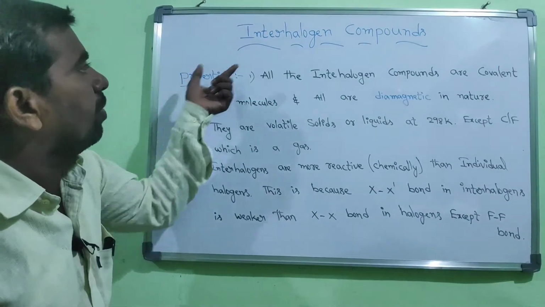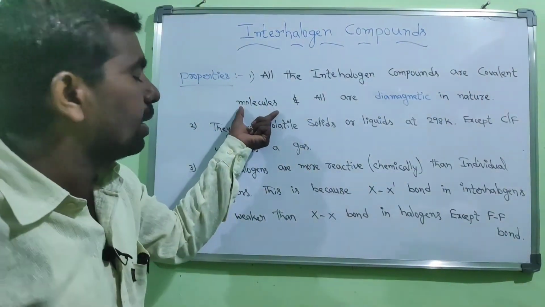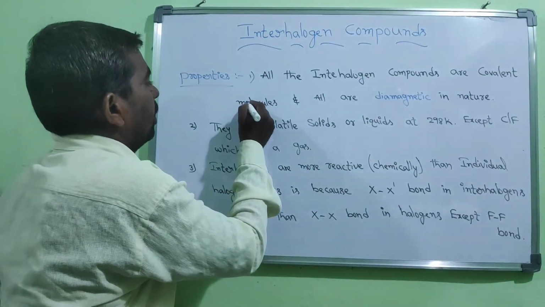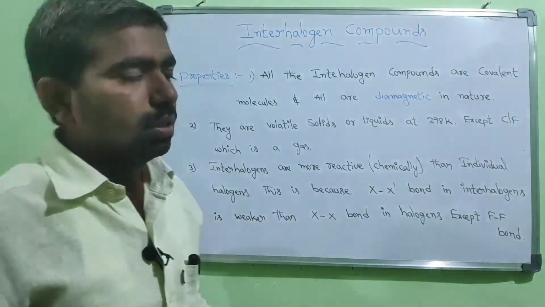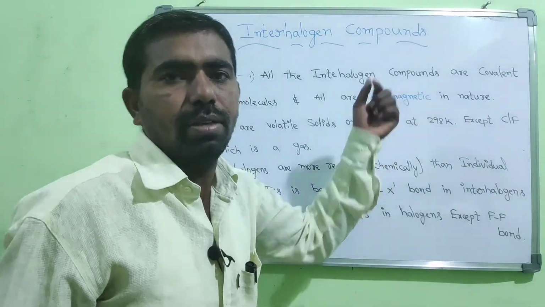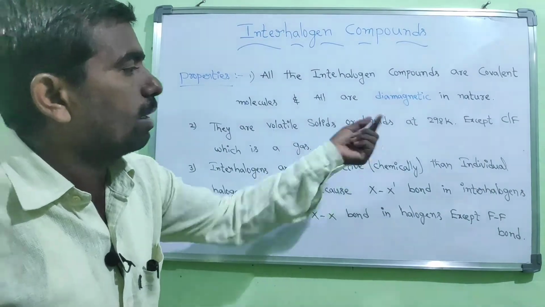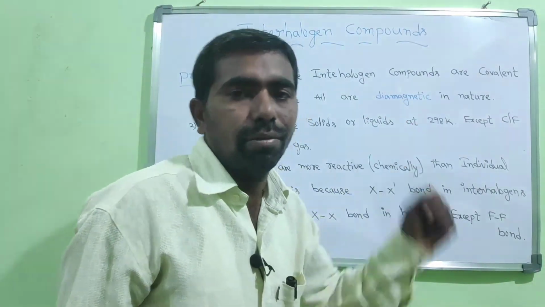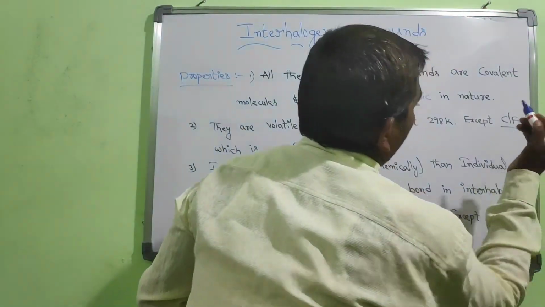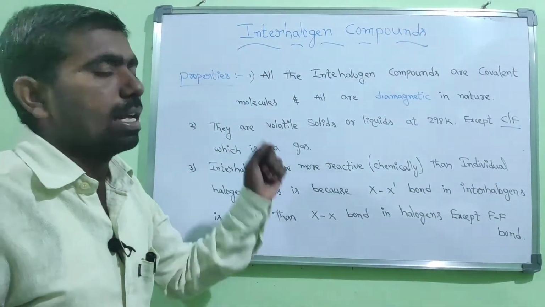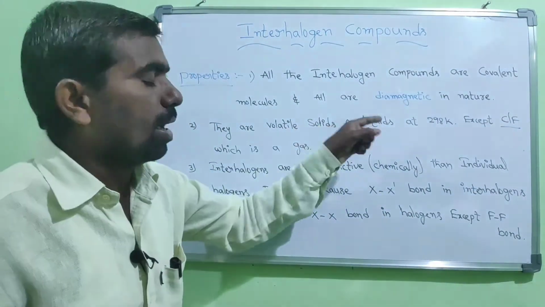Now the properties of interhalogen compounds. All the interhalogen compounds are covalent molecules and all are diamagnetic in nature. So here the magnetic property is also stated: all are diamagnetic in nature. They are volatile solids or liquids at 298 kelvins, that means at room temperature, except chlorine fluoride. Chlorine fluoride, ClF, is a gas. Except that one, all are volatile solids and liquids.